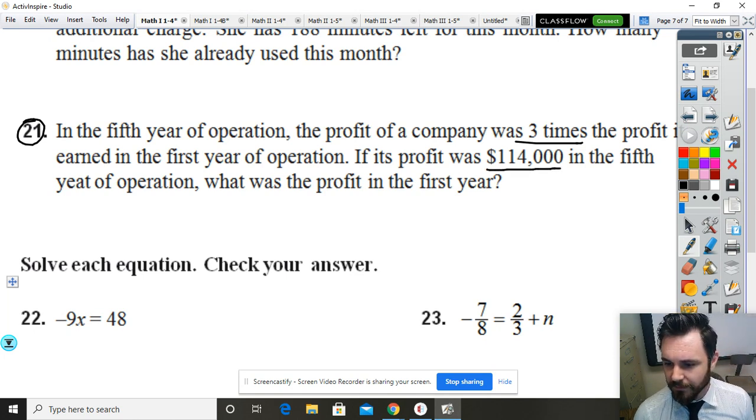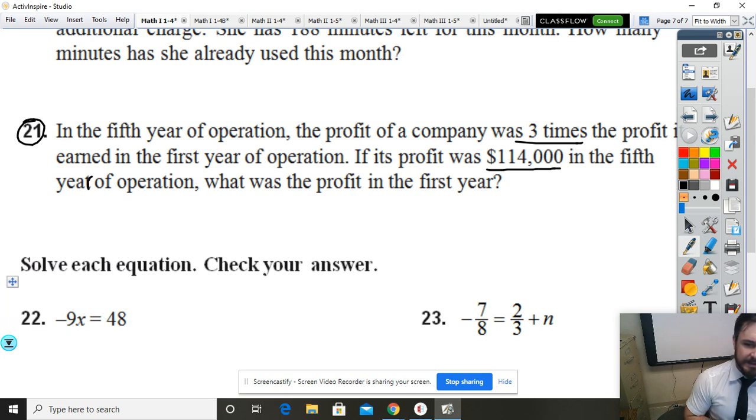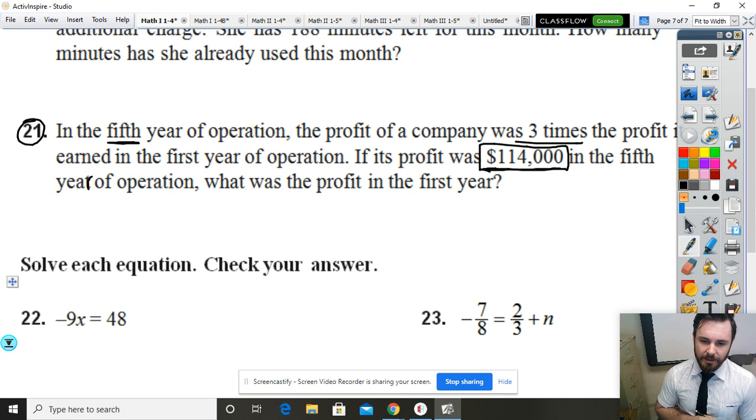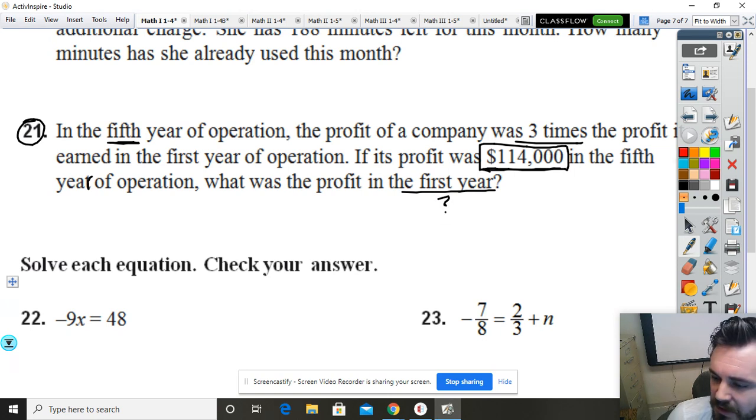This is what they've earned in the 5th year of operation. What is the profit in the first year? Oh, I'm sorry. So in the 5th year, we earned this much money. And that is 3 times what we made the very first year. So we don't know what this first year of operation is. What is the first year? I don't know. And anytime I don't know something, I don't put a question mark. I put X because it's unknown.